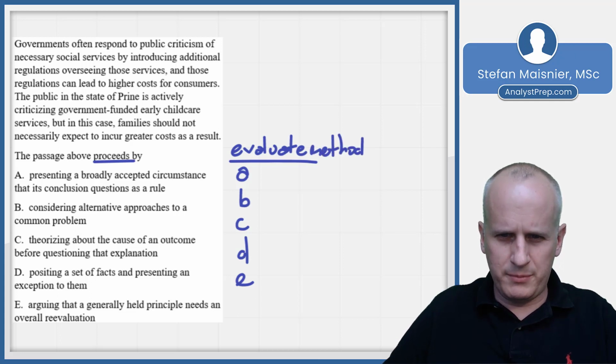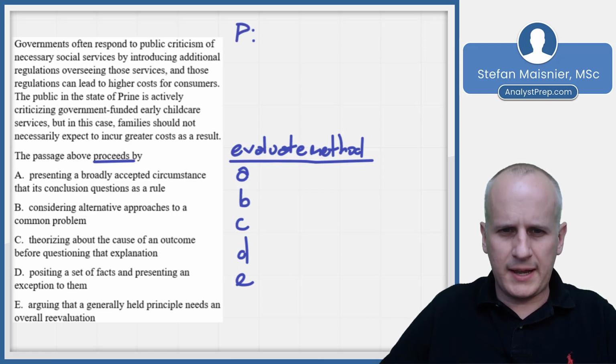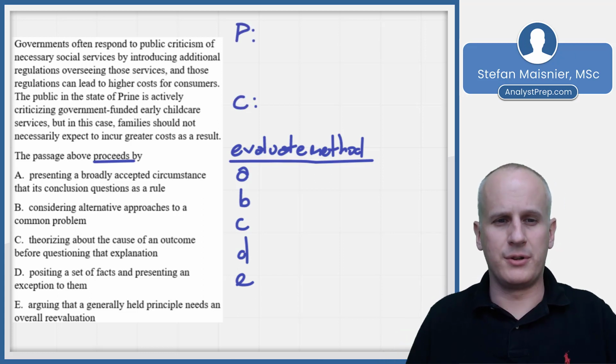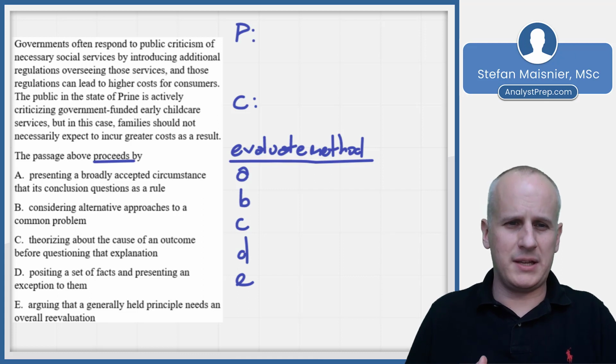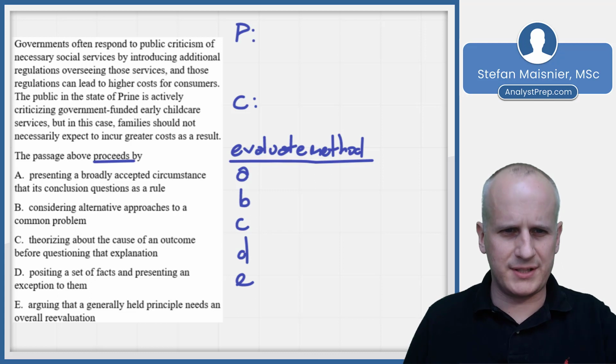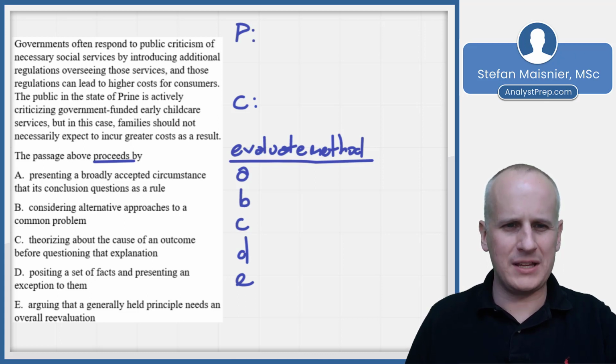So we just need to find a way to evaluate the method of argument. So when we're being asked to evaluate the method, we know that we're going to need to talk about the premise and we're going to need to talk about the conclusion. So starting at the beginning, we've got governments often respond to public criticism of necessary social services by introducing additional regulations overseeing those services, and those regulations can lead to higher costs for consumers.